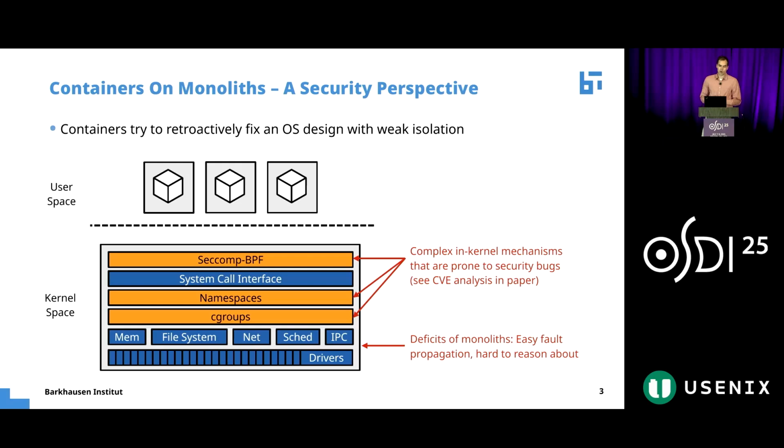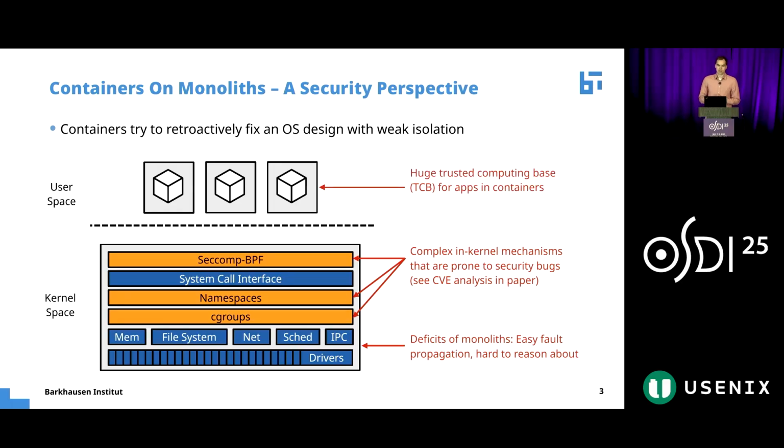Also, a monolithic kernel has the classic deficits of monoliths. It's easy for a fault, for instance, in one of the subsystems, like the file system, to propagate and compromise the whole kernel. And also, the size of the kernel makes it hard to reason about it as part of a certification process, which is a desirable thing to have when running your operating system in security-critical applications, for instance, automotive or aerospace industries.